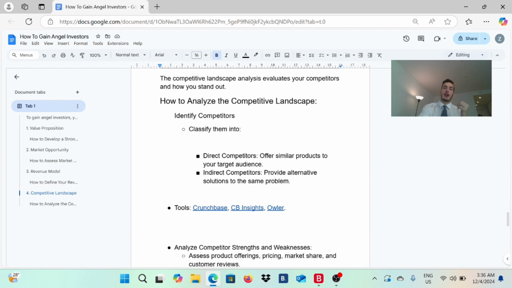Yes, so you need to analyze the competitive landscape, identify competitors, and classify them into direct competitors, the ones offering similar products to your target audience, and indirect competitors, who provide an alternative solution to the same problem. You need to understand these two as different competitors, and differentiate them to understand what you can add over direct competitors and what you can add over indirect competitors.